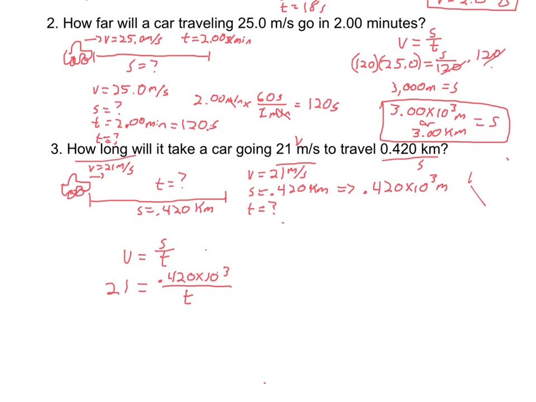By the way, you might be a little freaked out by this idea, 0.420 times 10 to the third. Don't be. Your calculator handles scientific notation without any problem. If you needed to do this mentally in your head, you could. You jump the decimal 3 times. It would be 420 meters. It's really not that big of a deal.